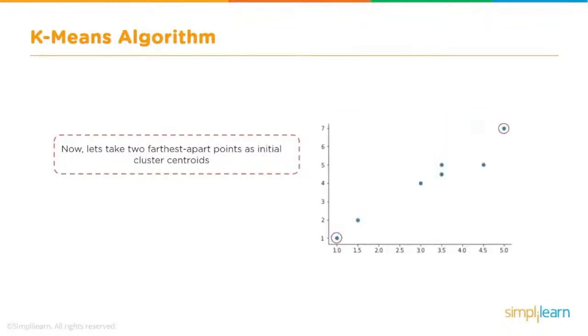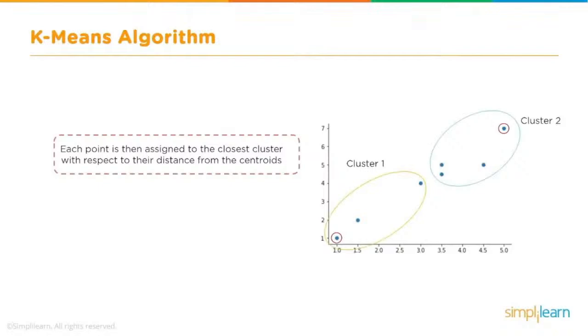So we took the 2 furthest points, 1 and 5 and 7, and now let's take the 2 farthest apart points as initial cluster centroids. Each point is then assigned to the closest cluster with respect to the distance from the centroids. So we take each one of these points in there, we measure that distance, and you can see that if we measured each of those distances, and you use the Pythagorean theorem for a triangle in this case, because you know the x and the y, and you can figure out the diagonal line from that.